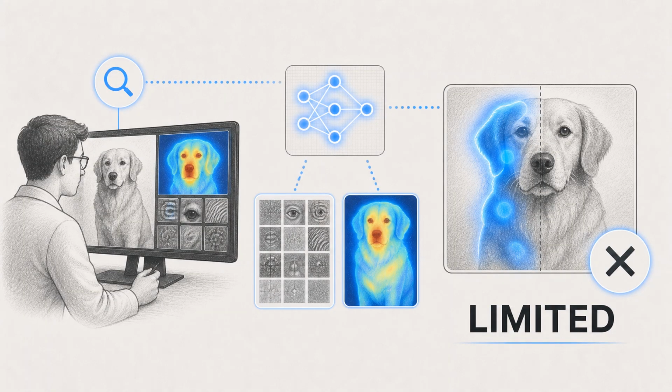Researchers use visualization tools to study what parts of an image affect a model's decision. Heat maps can show where the model focused. Feature visualizations can show patterns that strongly activate parts of the network. These tools help, but they do not make every decision perfectly transparent.